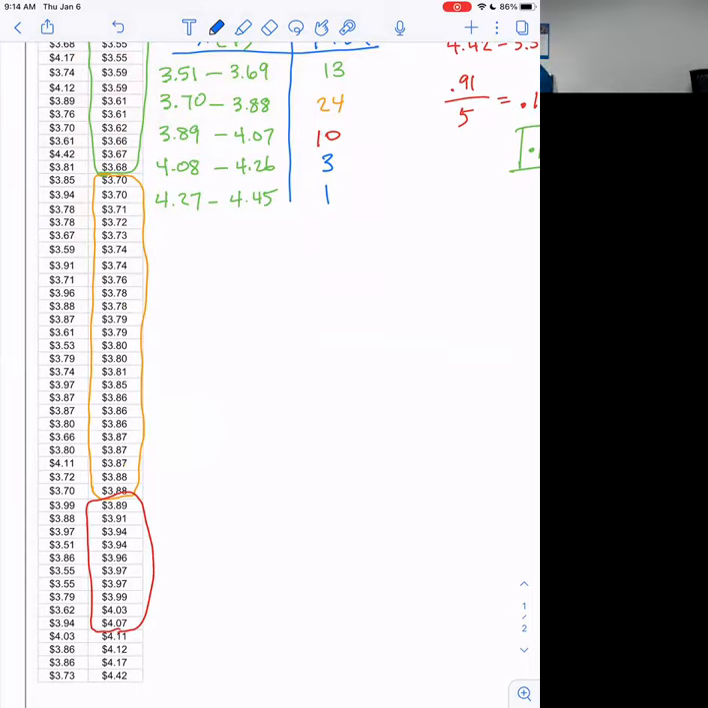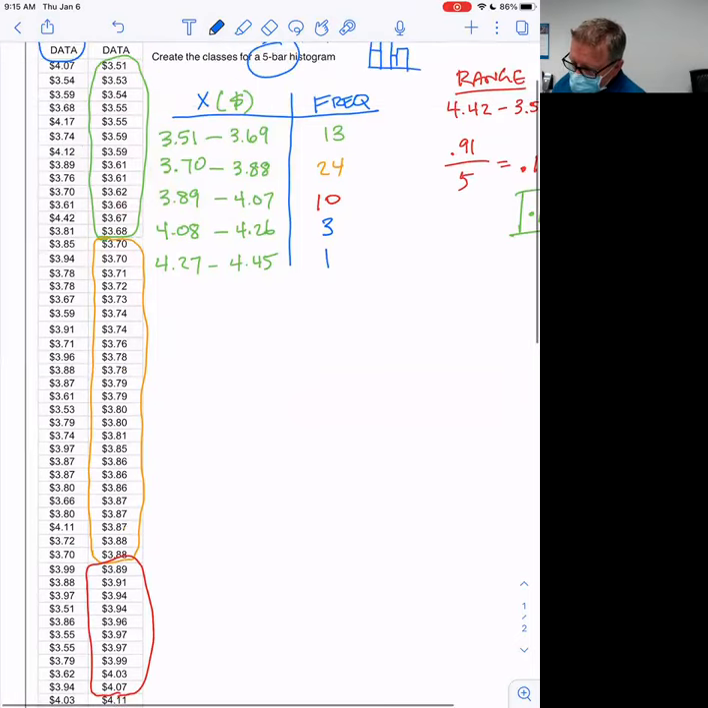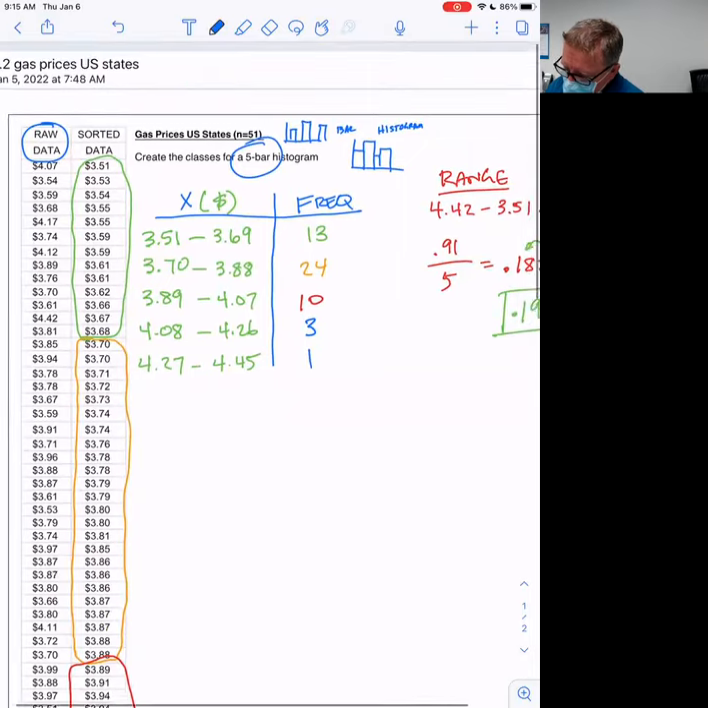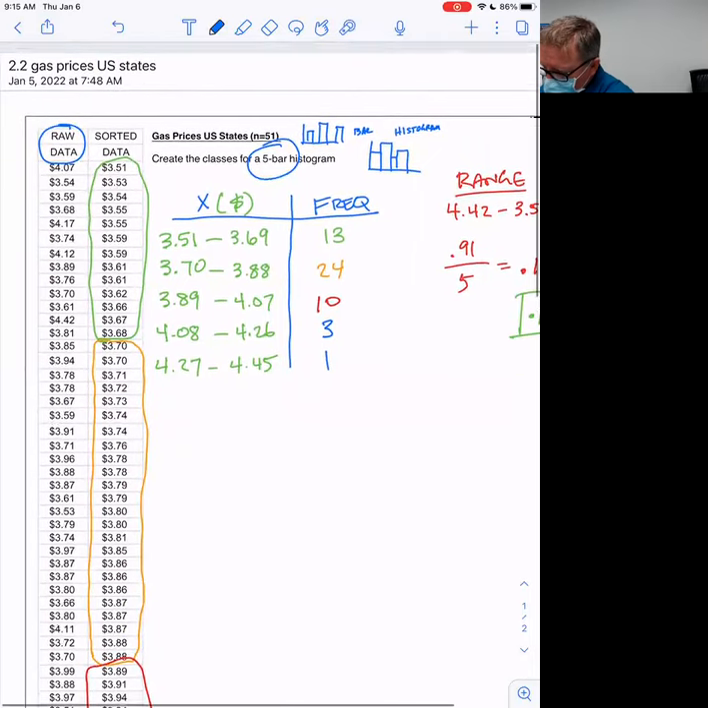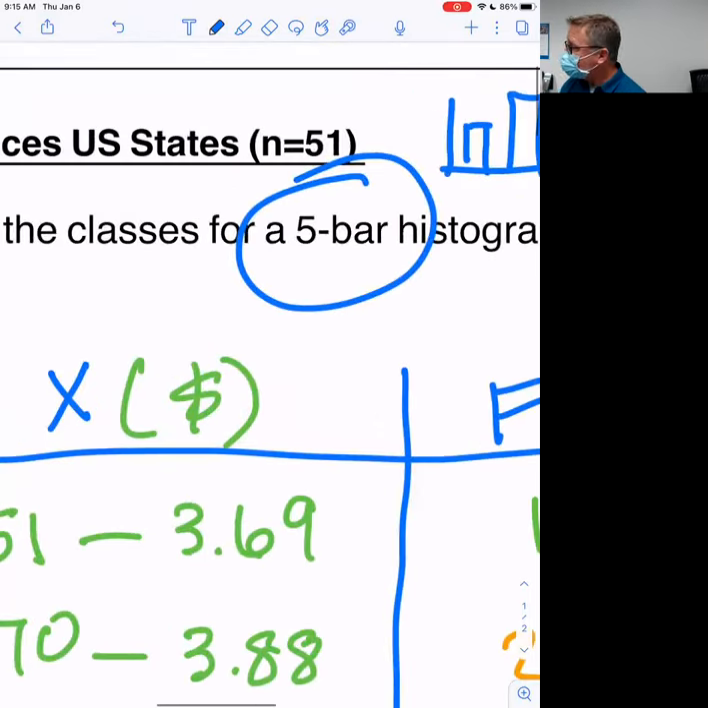On a test, is it a big deal if you count one of those wrong? Not really, but those little circles help, because then I could look and see, oh yeah, you circled the right ones, but you just counted wrong. That'd be easy to do. Again, I'm not sure I didn't count wrong. One good thing you could do to check though is notice up here at the top, I told you N is 51. There's actually 51 prices there.